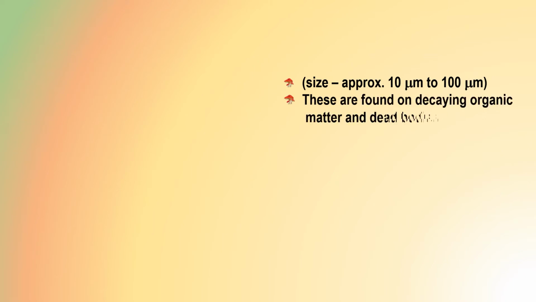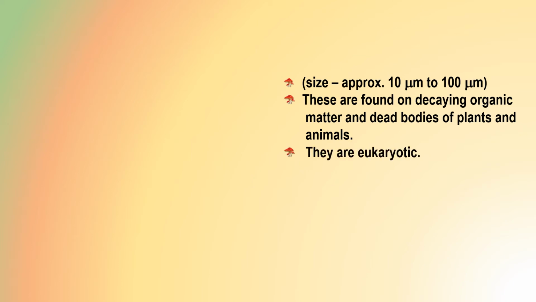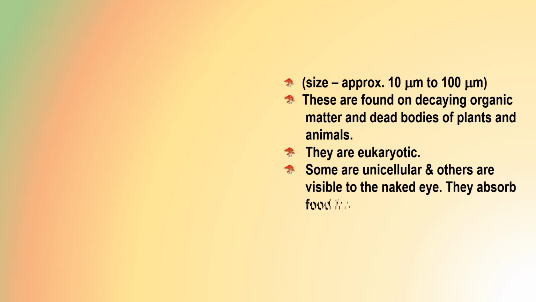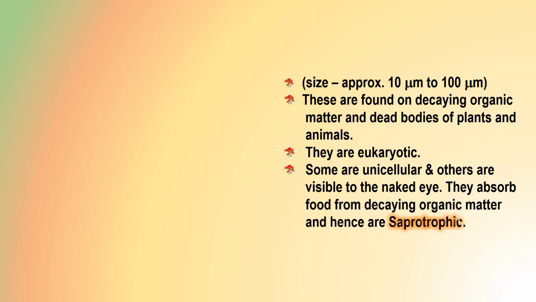One more type of microorganism whose size is approximately 10 micrometers to 100 micrometers. Now, these are found on decaying or rotting organic matter, rotting fruits, vegetables, food, etc., and also on dead bodies of plants and animals. They are eukaryotic, again meaning nucleus has a nuclear membrane. Some are unicellular, but others are visible to the naked eye. You don't have to use a microscope. They absorb food from decaying or rotting organic matter, and hence they are called saprotrophic.